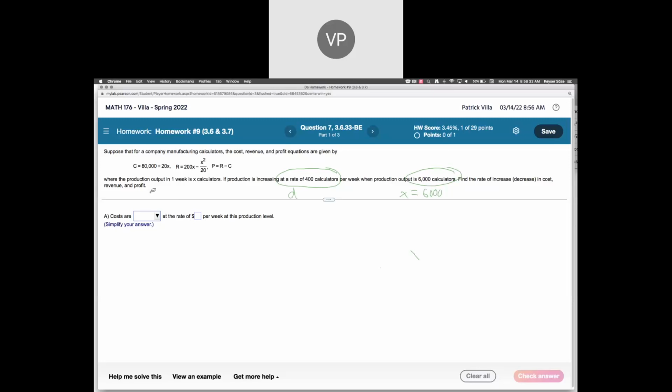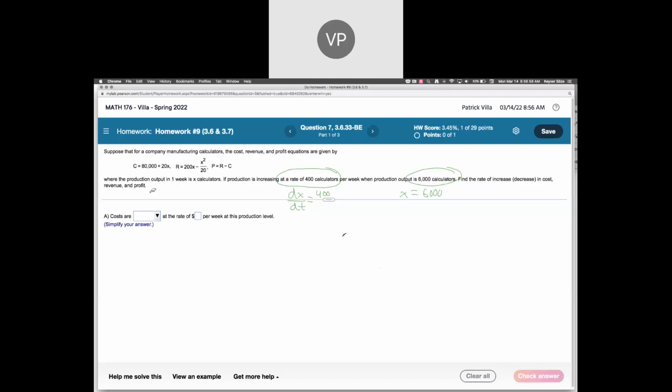This is dx/dt. How many calculators I'm making, the rate of them per week, is 400 per week, not how many we have made. Make sure you can identify that. If they tell you some sort of a rate, it's never going to be just a letter. It's got to be a d, that letter, over dt. D something over dt. So our first question is cost.